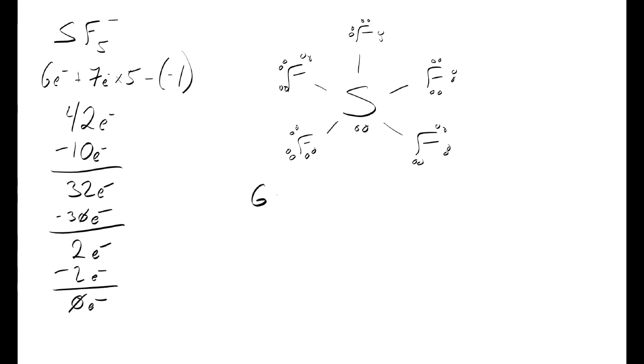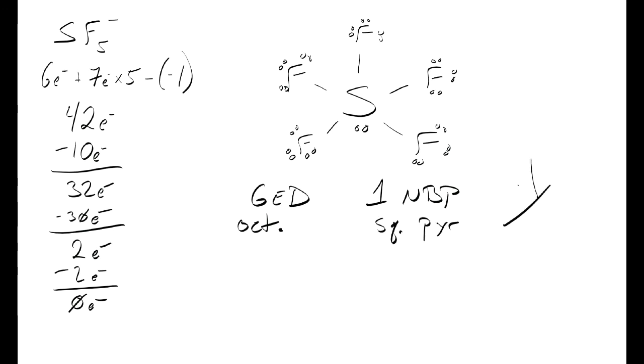So we have 6 electron domains, 1 non-bonding pair. So that's an octahedral electron domain geometry, and a square pyramidal molecular geometry. So, once again, the symmetry is broken, and we have a polar molecule. And now let's do something super weird.